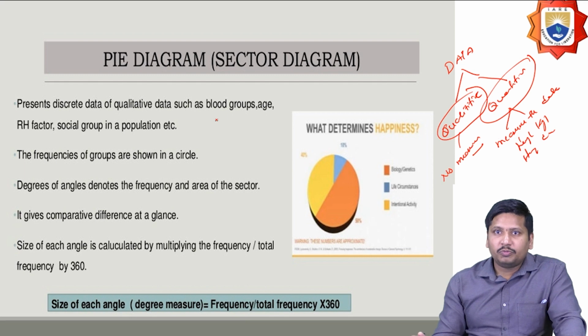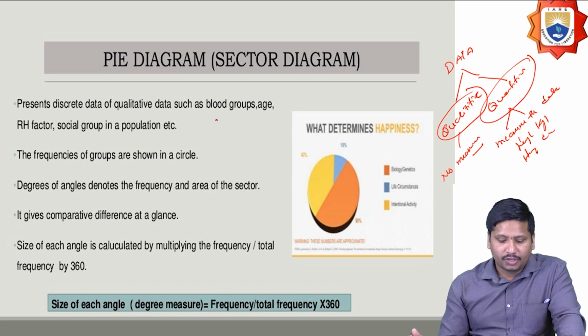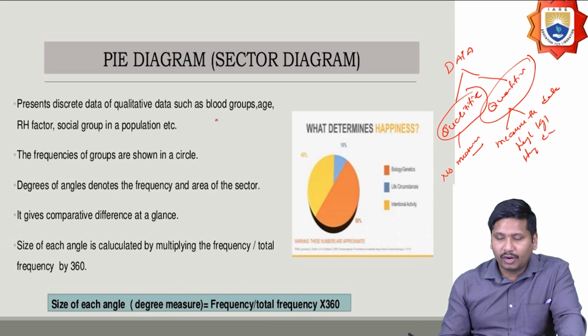Normally the frequency of groups is shown in the form of a circle, and degrees of angle denote the frequency of the area of the sector. It also gives the comparative difference at a glance. The size of each angle is calculated by dividing the frequency by the total frequency, multiplied by 360 degrees, which is the degree measure.